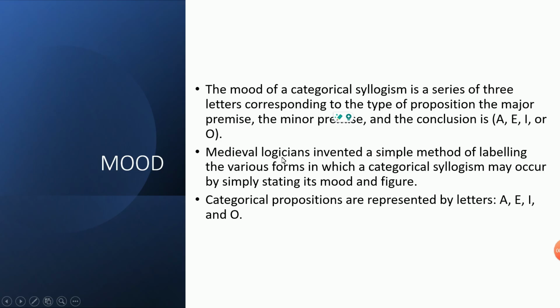Next, during the medieval period, the medieval logicians invented a simple method of labeling the various forms in which a categorical syllogism may occur by simply stating its mood and figure. There are so many arguments, so in order to confine them and understand them in an easy manner, the logicians or philosophers at that time invented a simple method by labeling the moods and figures of the statements. Here categorical propositions are represented by letters, that is A, E, I, O.